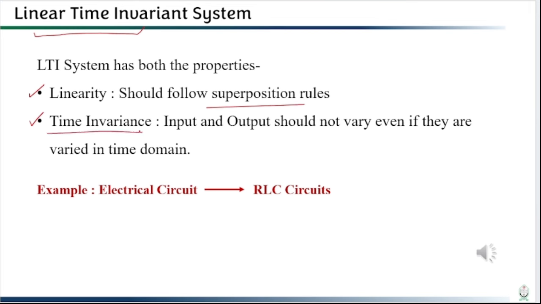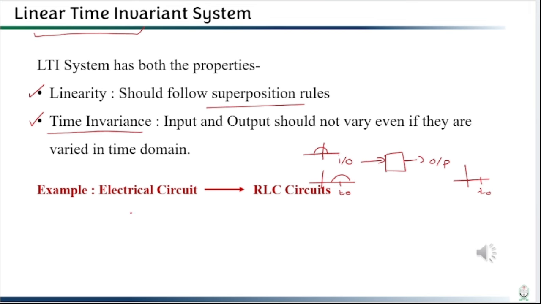Time invariance is that if we have a system and we are providing some input to the system, correspondingly we will definitely have some output. If we make some time shift in the input, let's say the input was here and we have shifted the input to the right by t naught, if the system is time invariant, in that case the output will also get shifted by the same amount to the right. If that is what happens to a system, in that case we can call that system time invariant. And on top of that, if that system also fulfills the superposition rules, we can say that system is a linear time invariant system.